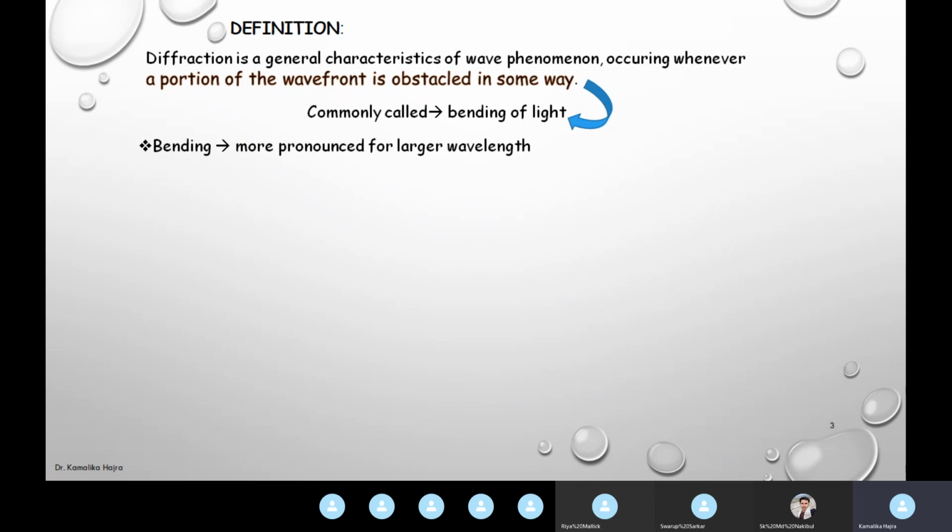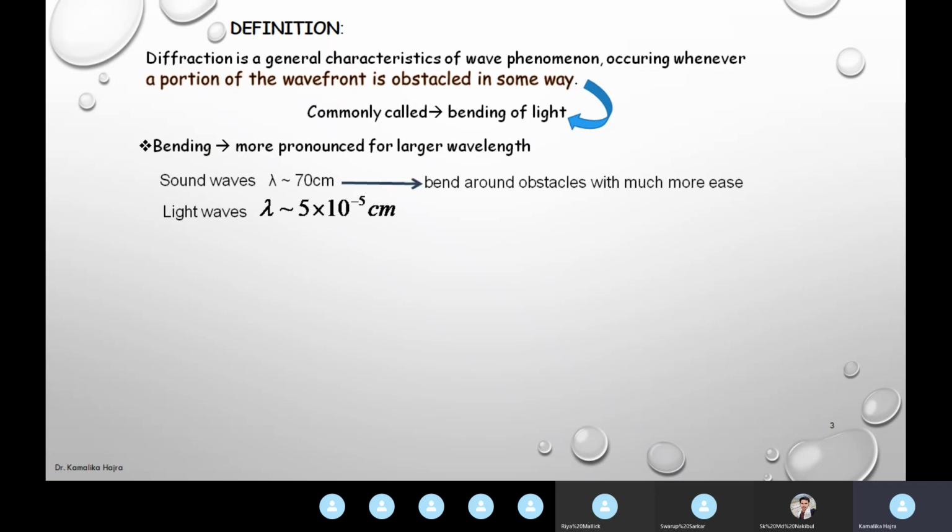How is it related? It is pronounced for larger wavelength. The larger the wavelength, the more is the bending of the wave. For example, sound waves have a typical wavelength of 70 centimeters, and light waves have a typical wavelength of 5 times 10 to the minus 5 centimeters. Obviously, all of you have observed that bending around obstacles is seen with much more ease in the case of sound waves, whereas with light waves it is not as common. Shadows are much more common for light waves.